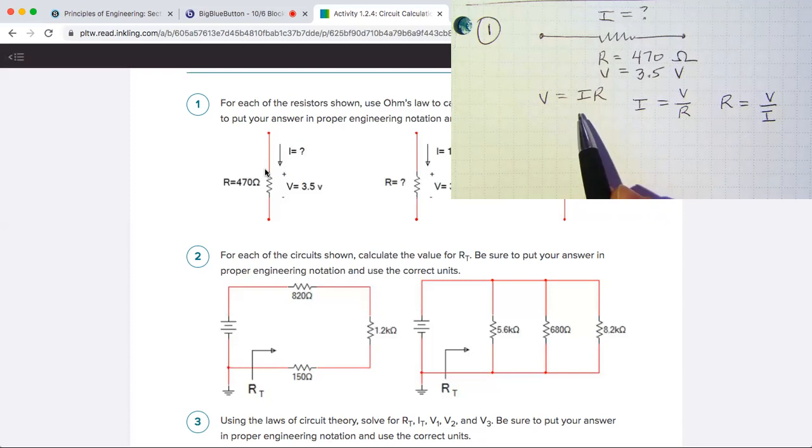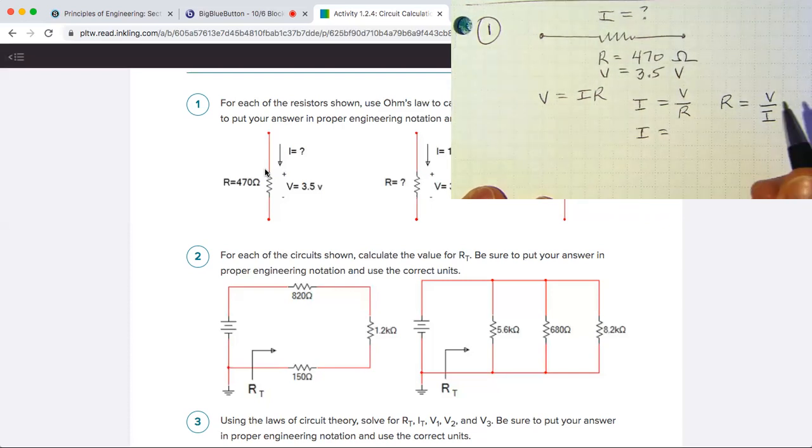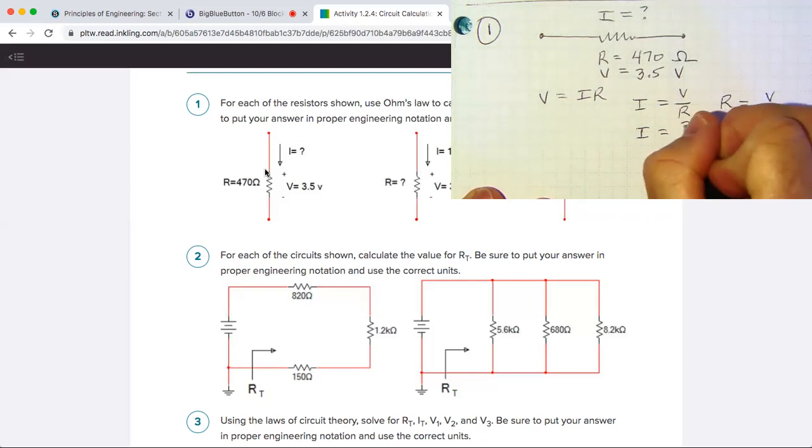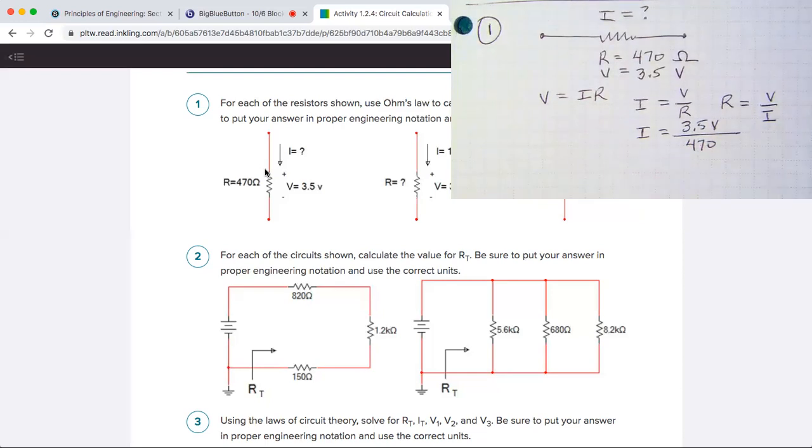This is actually Ohm's law, but this derivation of Ohm's law is more useful for finding I. And so I'm going to go ahead and substitute that. I equals, and then like Matt would say, I would put 3.5 for volts, and then divide that by the resistance, which is 470 ohms. Be very careful to watch out for prefixes.